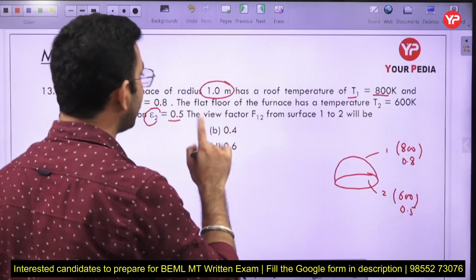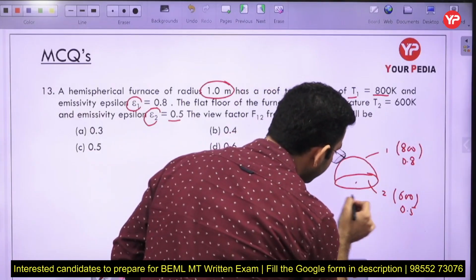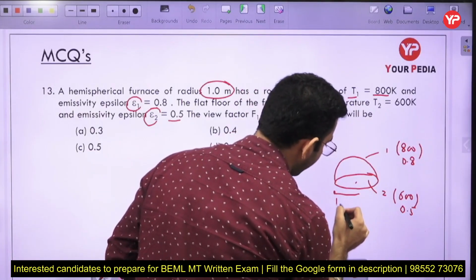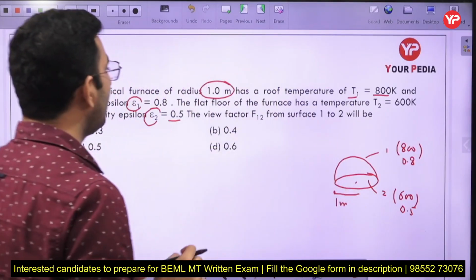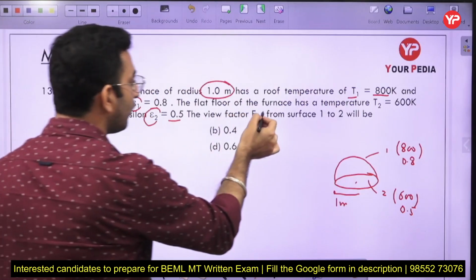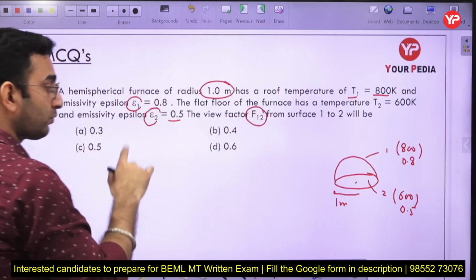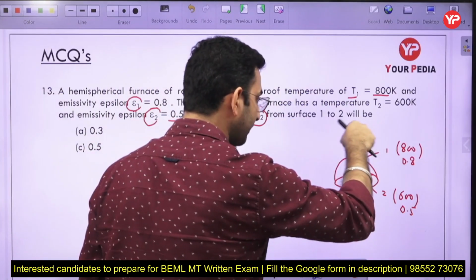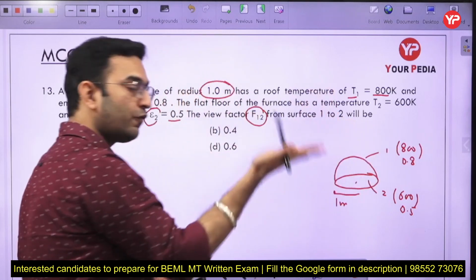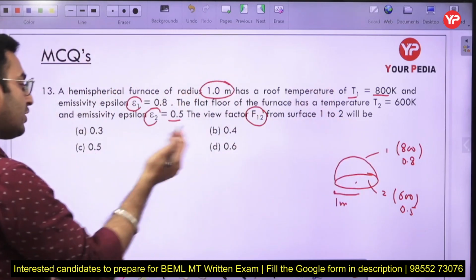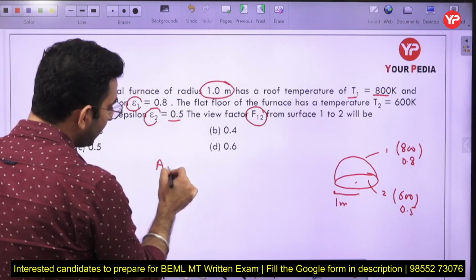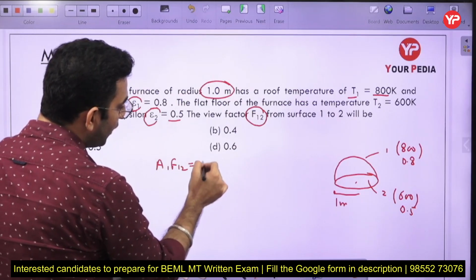The next thing is radius. Radius is given to us as 1 meter here. Okay, now what we have to find out? We have to find out the shape factor F12. So the radiations which are coming out from the hemispherical portion and striking the flat floor here. So again, just use the reciprocity relation here. A1 F12 is equal to A2 F21.